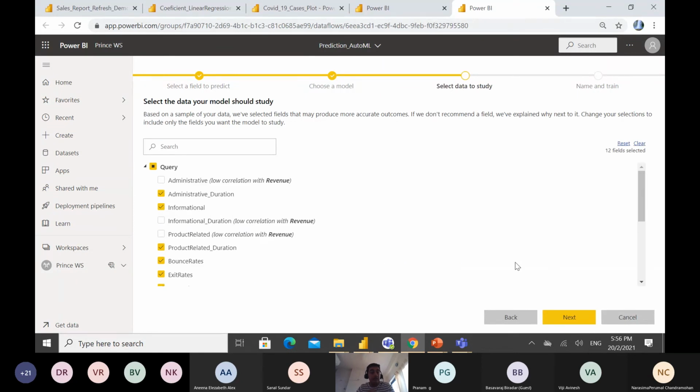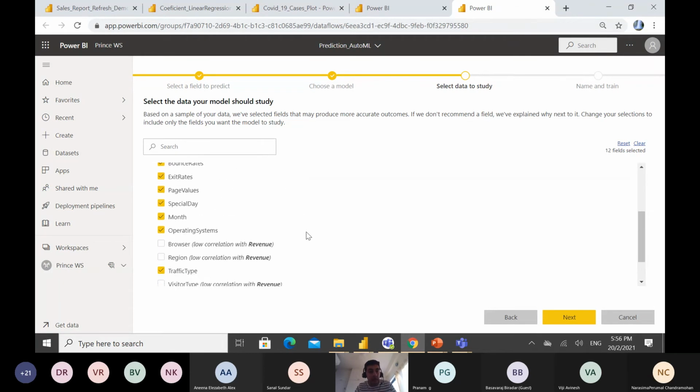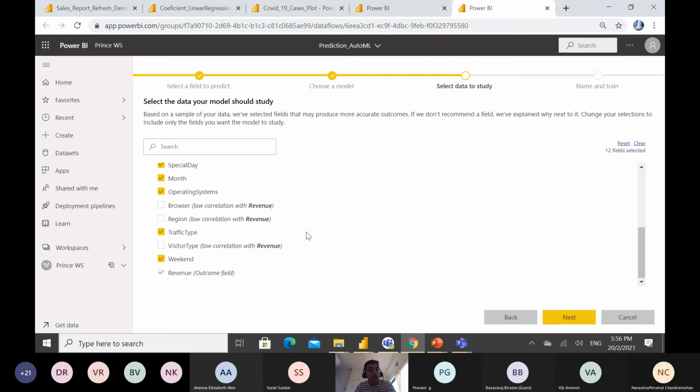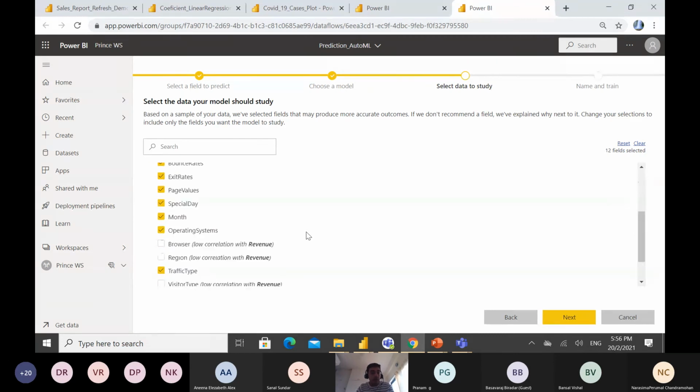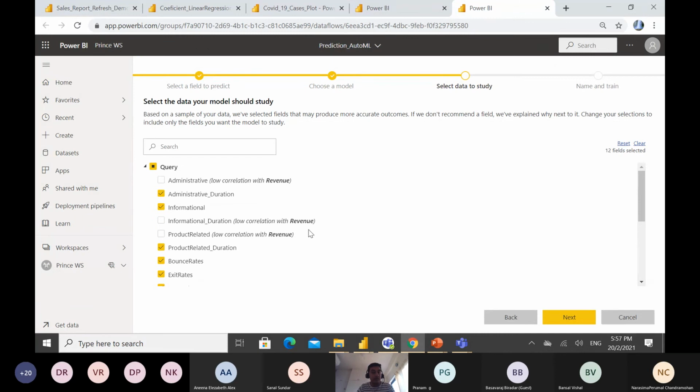Imagine now if I don't understand the model, it's telling me, okay, these have low correlation, so don't use these fields to train your model. So you can imagine how easily it's making your life easy as a data analyst. You don't need to do it. It selects the columns for you. You don't have to select the columns yourself. It's selecting your best fields to be trained on.